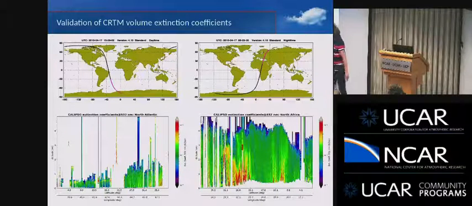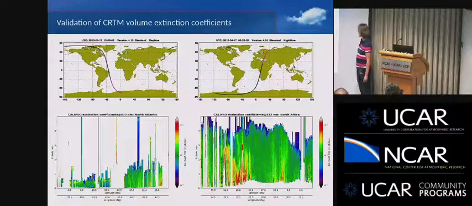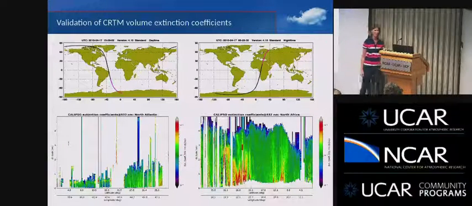The extinction in this plot here is mainly caused by dust. You see much higher values here, for example, in this region above North Africa, where you have a huge dust load in the atmosphere. The quality of the measurements above North Africa are also much better because, as I said before, these are nighttime measurements and the others are daytime measurements.